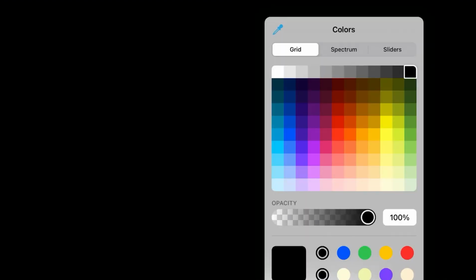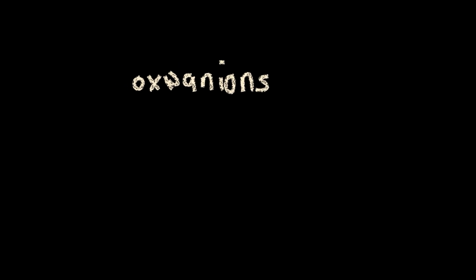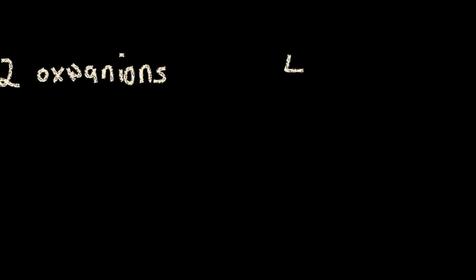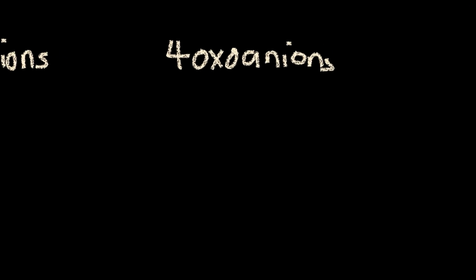How can you quickly memorize polyatomic ions? So first we can classify them into oxoanions. There is a family of 2 oxoanions, and there are also families of 4 oxoanions. So we'll start with the 4 oxoanions.